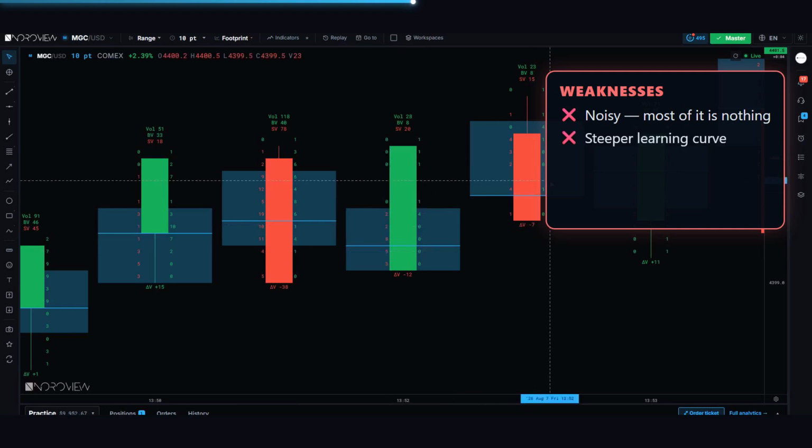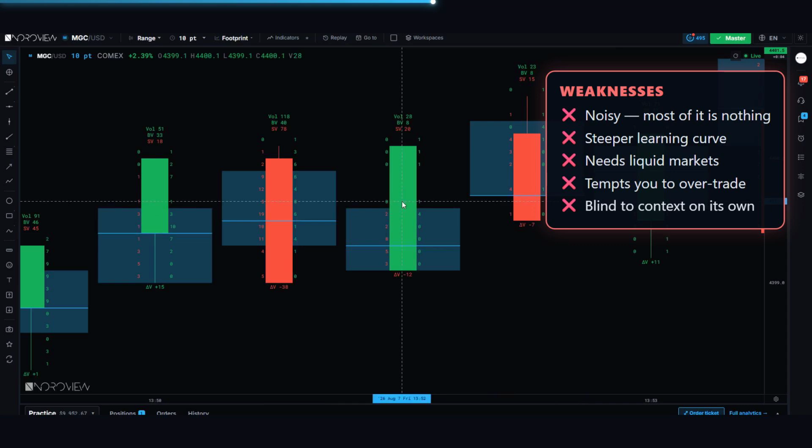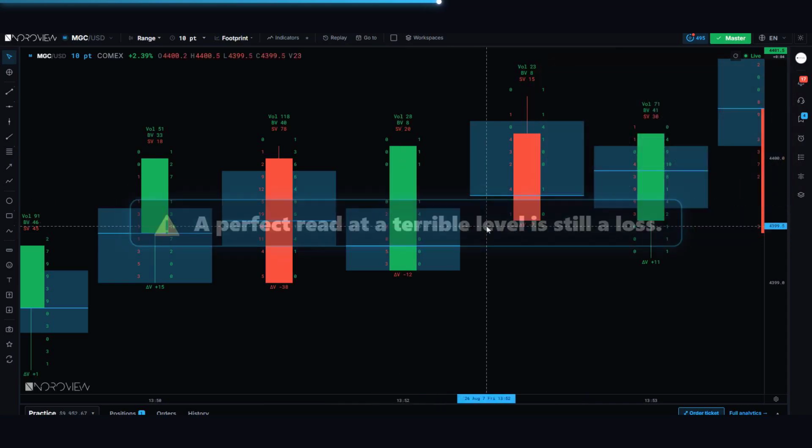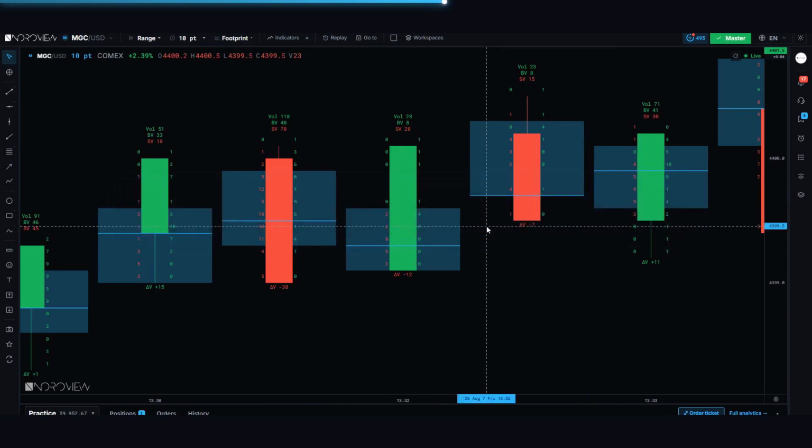The learning curve is steeper. Nobody reads this fluently in a week. It needs decent data. A thin, illiquid market gives you a footprint that means very little. It tempts you into overtrading because at this resolution, something is always happening. And here's the big one. On its own, order flow tells you nothing about context. A perfect read at a terrible level is still a losing trade. That one is worth writing down.